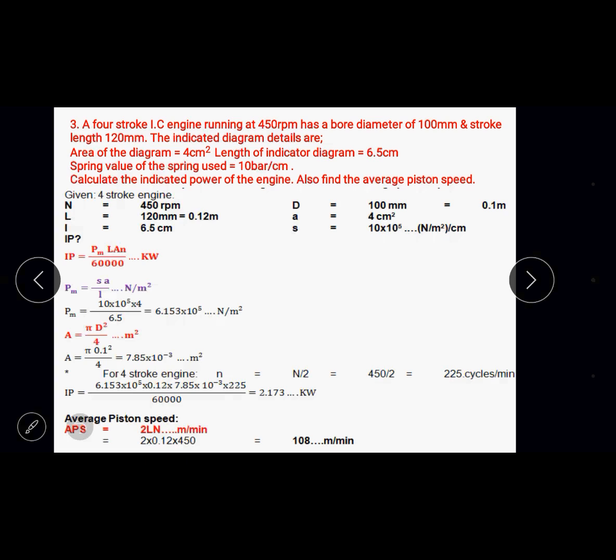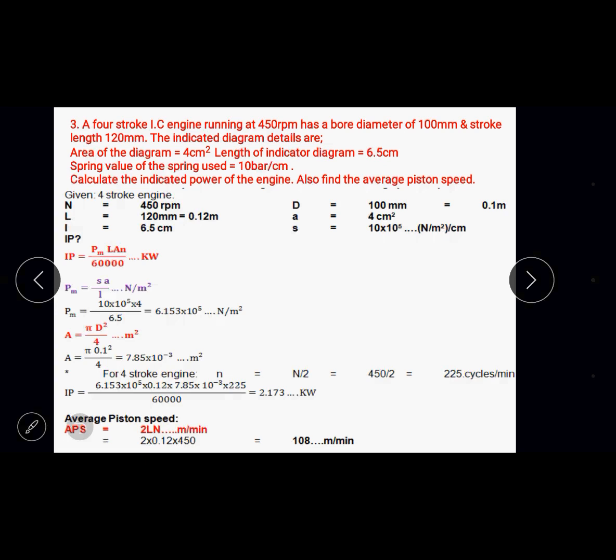So this is problem number 3 of the notes given. Read the problem and write down the statements. Number 1, it's a 4-stroke engine. So in a 4-stroke engine, small n is half of capital N. This observation you have to note down.